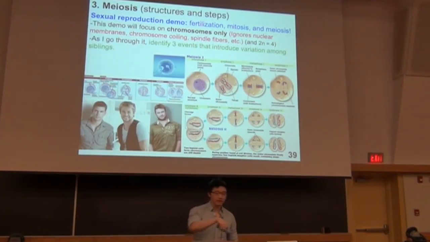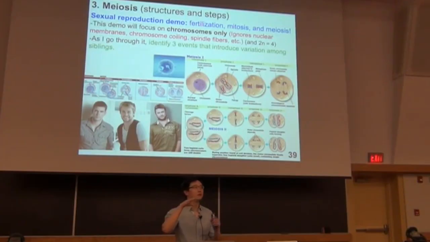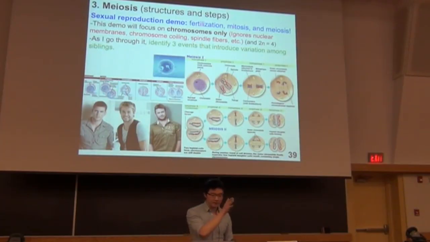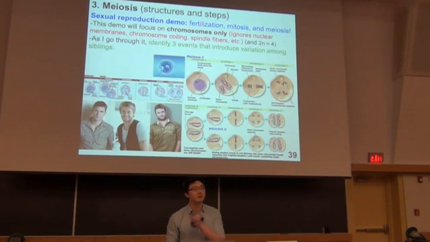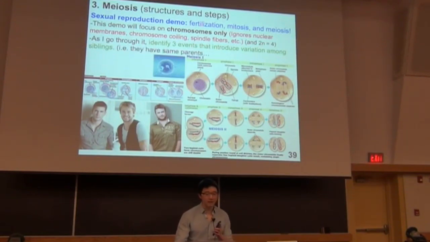During this demonstration, when you notice a certain stage that you think will introduce some variation among siblings, make a note of it. You want to try to find 3 different stages or events in this demonstration that cause siblings to be different from each other, unless they're twins. The idea is, if they have the same parents, and they're always mixing together half of their DNA, why don't they ever look the same?